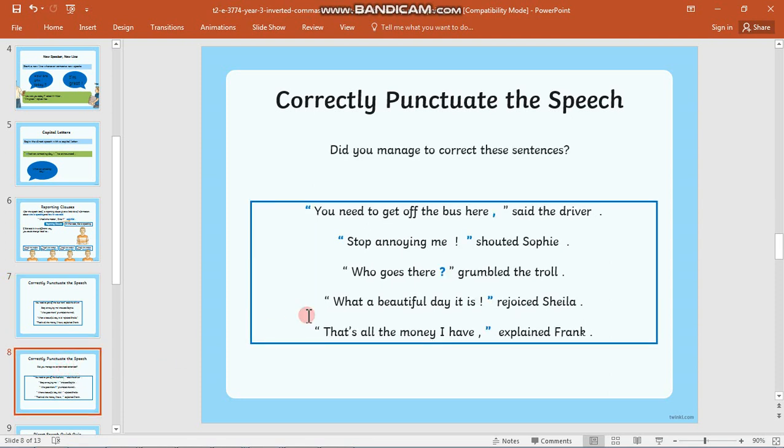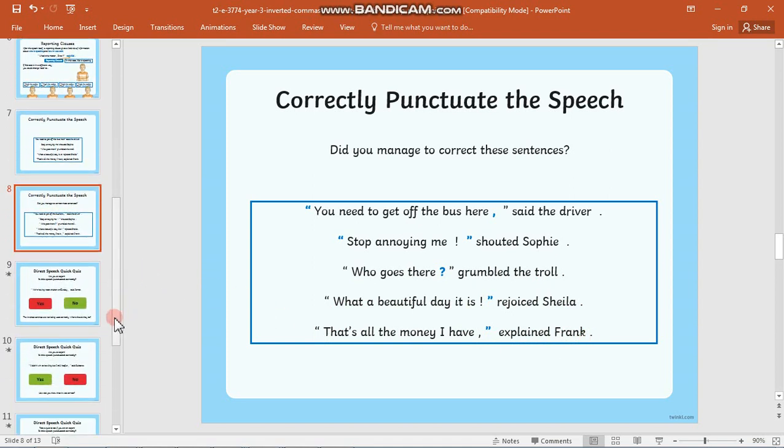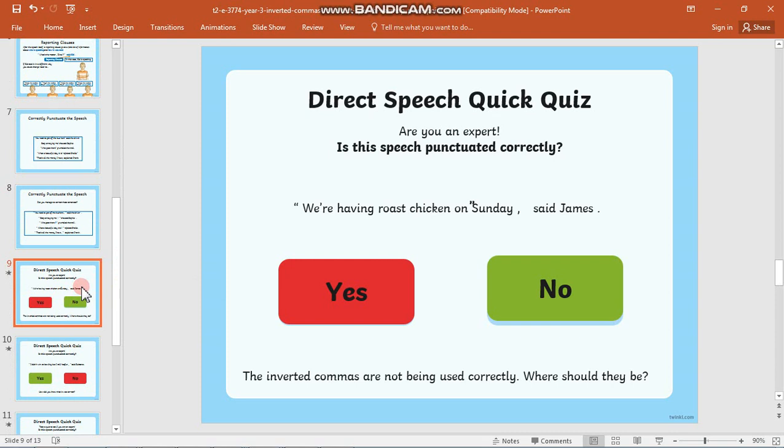Did you manage to correctly punctuate these sentences? Please feel free to stay on this slide and check. As you can see, this is what each of those sentences should look like, correctly punctuated. Let's see if you're an expert. Is this speech punctuated correctly?